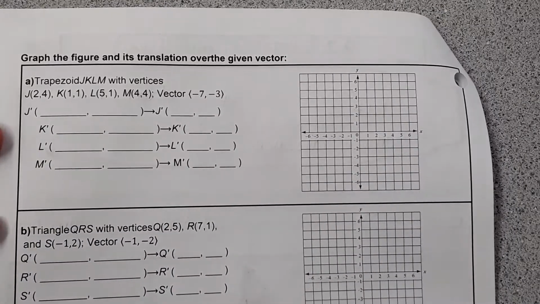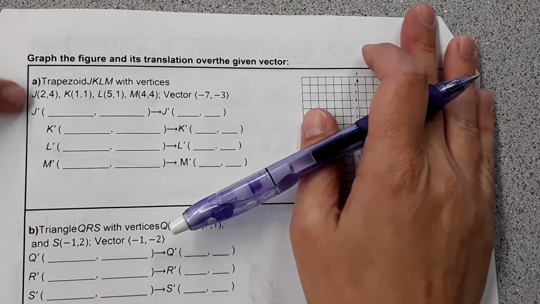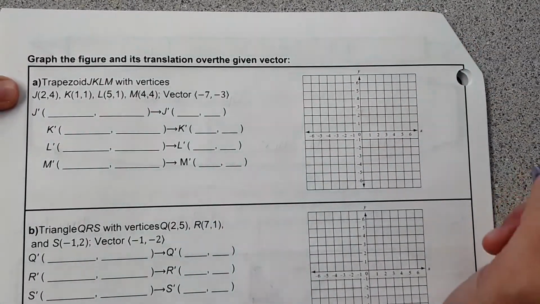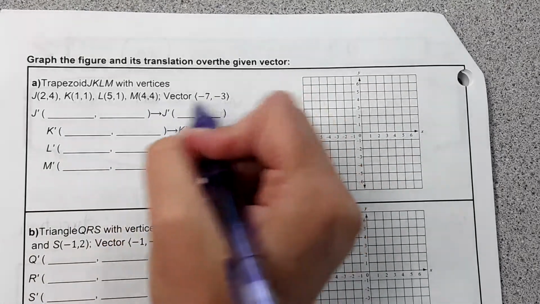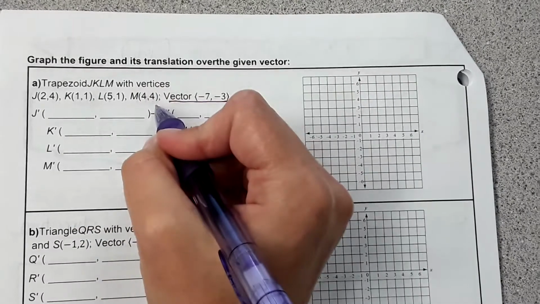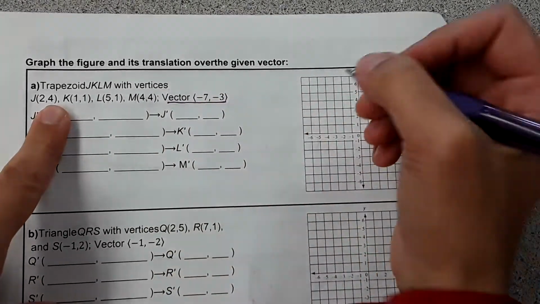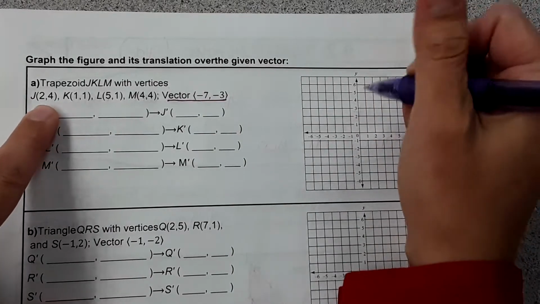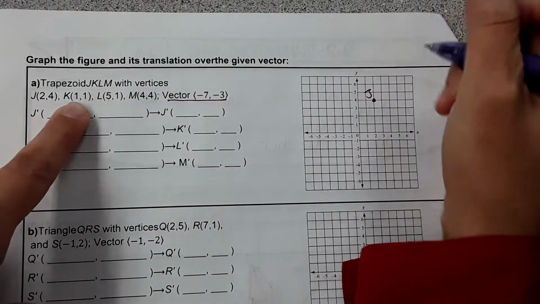Oh, good. So now we're going to do the same thing, but with an actual shape, starting with a trapezoid. It says the 4 points of the trapezoid, and then it says vector -7, -3. So we're going to plot these 4 points and then move them to the left 7, down 3. The first step, just plot the original trapezoid. So 2, 4, that's point J.